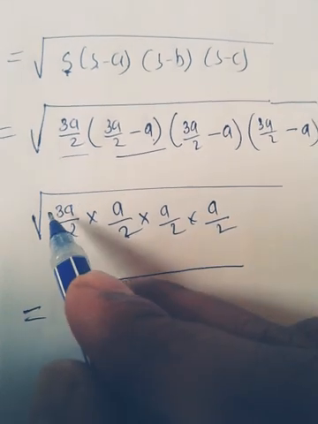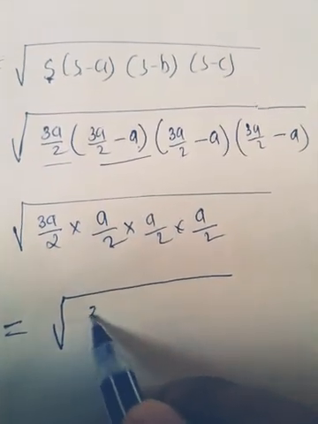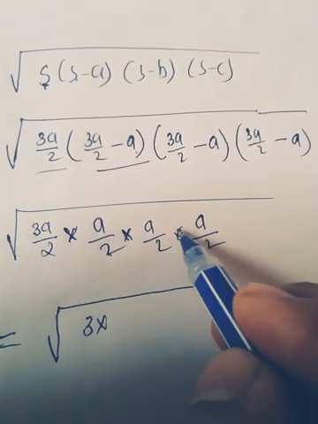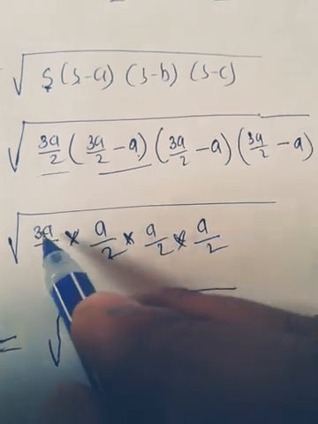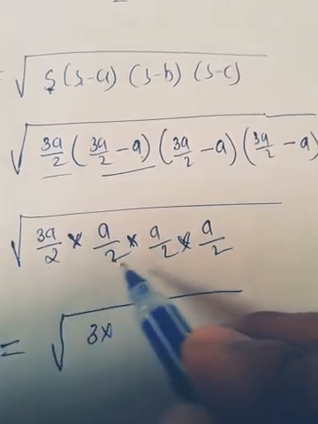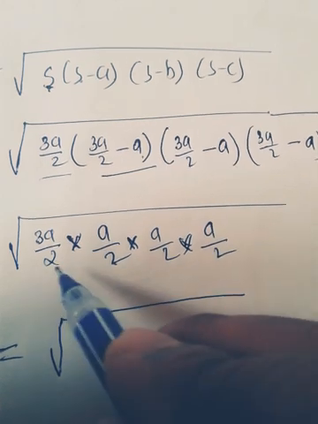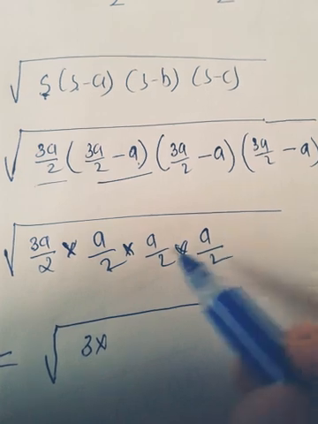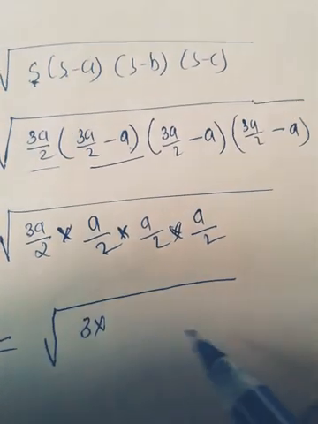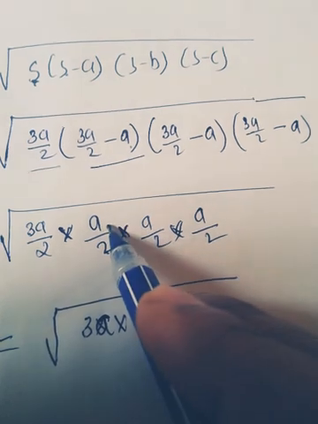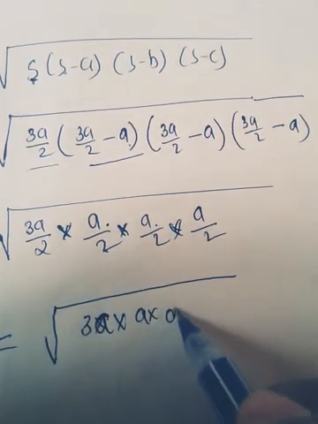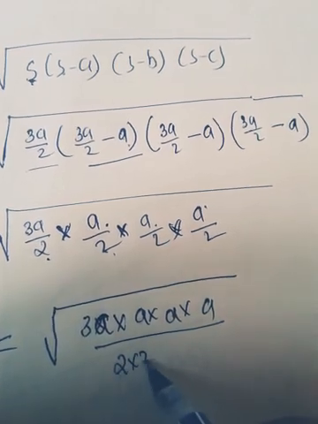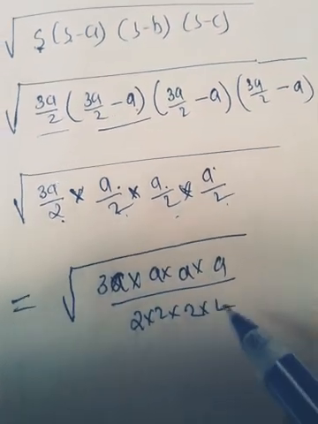It becomes 3A into, here the operation is multiplication, no? So how can you multiply fractions? Multiply all the numerators and multiply all the denominators. That is the rule of multiplying fractions. So 3A into this A into this A into this A, divided by 2 into 2 into 2 into 2. Now it's time to apply the square root.